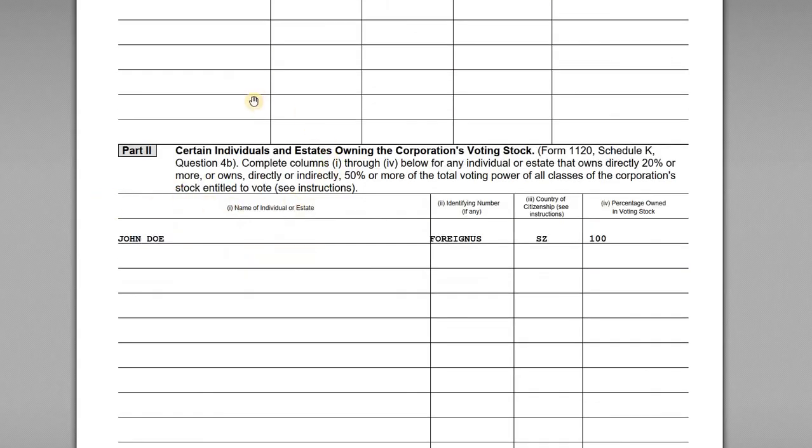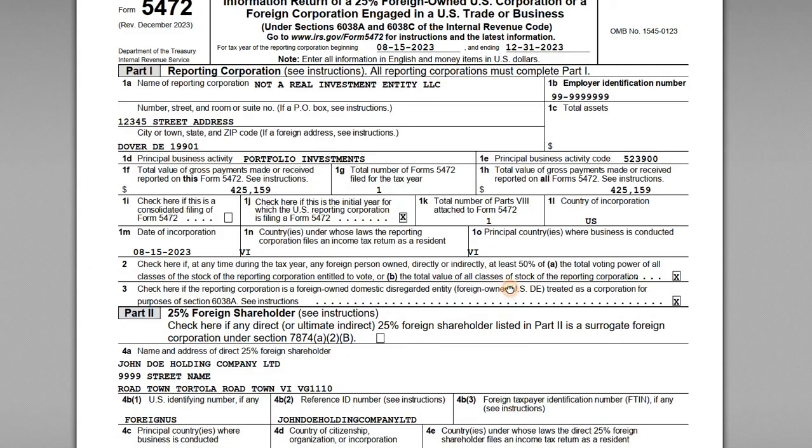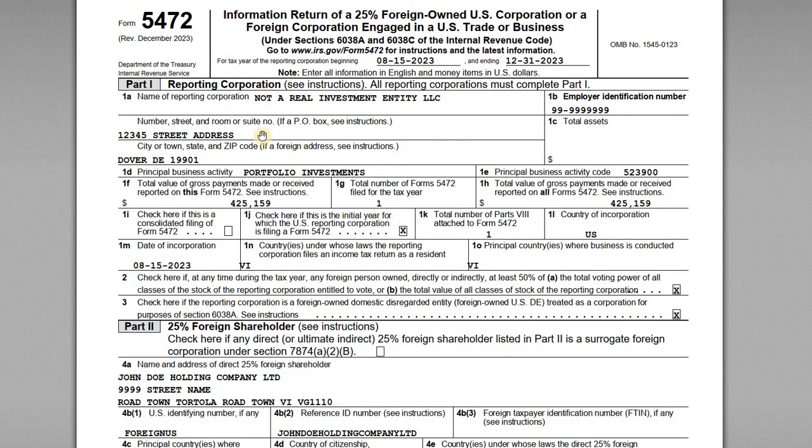And then in Part 2, individuals owning the stock. Again, it applies to individuals that directly own the stock or indirectly own the stock. In this case, John Doe does own 100%, but it's indirectly through that BVI holding company. So we do have John Doe owning 100%. He's a citizen of Switzerland. And John, again, doesn't have his own ITIN or SSN, so we can use foreign U.S. as a placeholder.